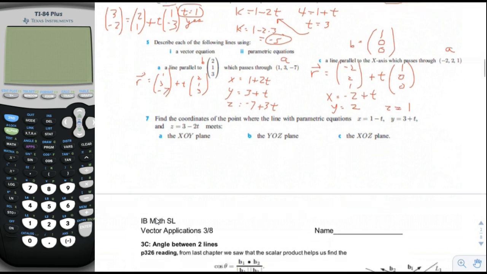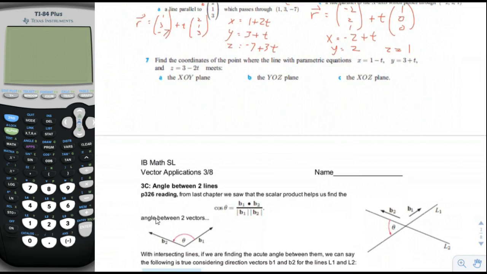Find the coordinates of the point where the line with parametric equations given meets the XOY plane, the YOZ plane, and the XOZ plane. What does that mean, right? So basically, imagine that you have a 3D coordinate system where it's x, y, and z. When they say the XOY plane, they mean the plane that contains the origin and the x-axis and the y-axis. So you can kind of see that they're talking about this plane right here, the flat one.